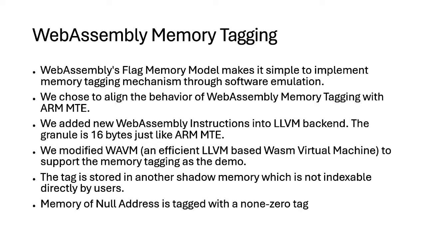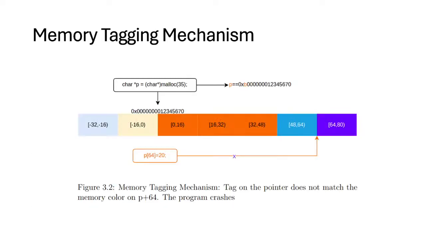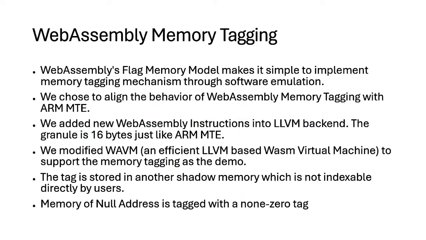And we choose to align the behavior of WebAssembly memory tagging with MTE, which is that the granule needs to be the same. The tag doesn't need to be the same, but the granule is still 16, so we still divide the entire memory into 16 bytes. Because if you're running on hardware with ARM MTE, we want to directly use ARM MTE to implement this, translating the memory address in the WebAssembly sandbox into the real tag in your hardware.